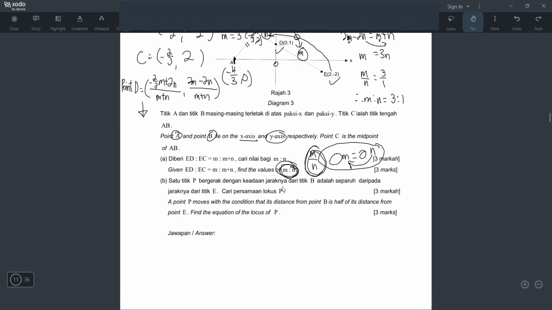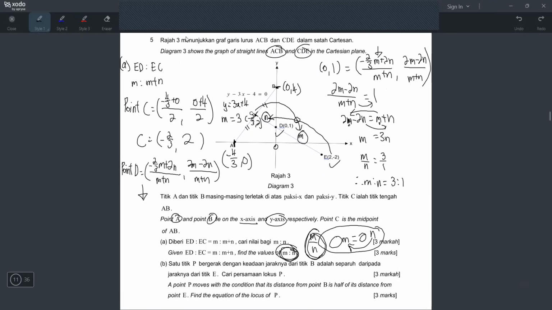Okay, hope you understand. Okay, what about B? Okay, B, let's read it. A point P moves. Okay, move means it's a locus question, all right? It's a moving point. So with the condition that distance from B is half of distance from E, find the equation of locus P. Okay, point P. Where is point P? It's not in the diagram, right? Because point P is a moving point with a condition that distance from B, which is 0, 4.